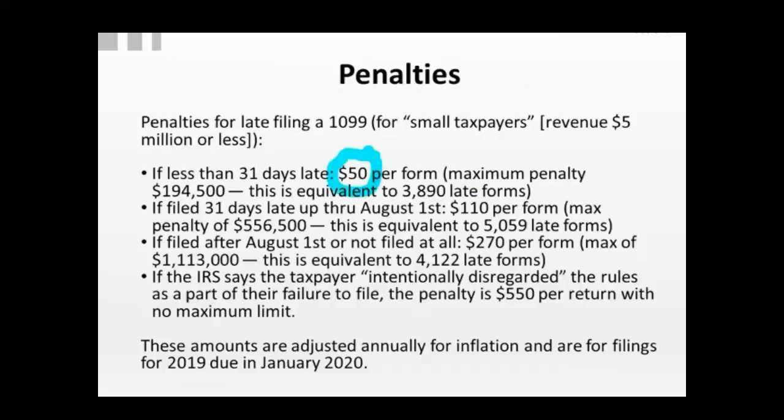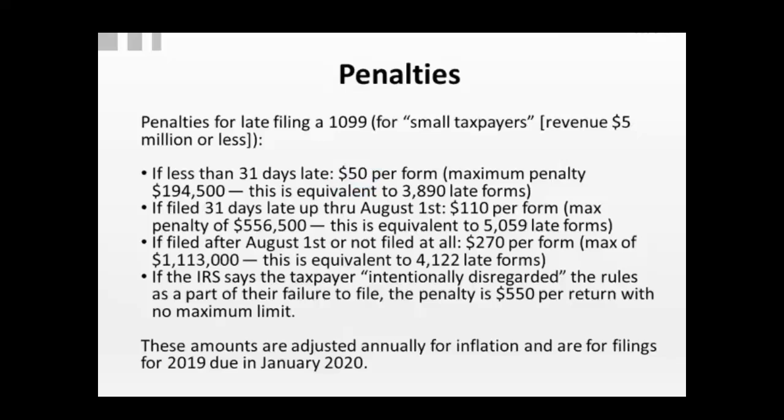I will tell you, in 11 years in practice and seeing clients file 1099s late, sometimes as much as 9 months late, I've never seen a penalty notice from the IRS, even on severely late 1099s. So I'm not saying no big deal, don't worry about it. What I am saying is if you discover that there's a 1099 that you should have sent out, just send it in and see what happens. Especially if you discover it here in February where the penalty is $50 per form, send it in now so at least you avoid potentially a $270 per form penalty if it's after August 1st when you send it in.